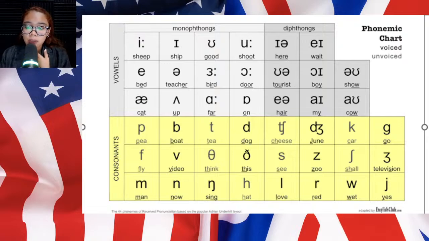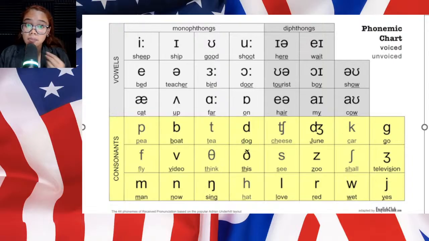For example, let's start with P and B. Let's see if it produces vibration or not. If it does, then that's voiced. If it does not, then that is unvoiced. Let's start with P. How do we pronounce this sound? One more time. Do you feel any vibrations in your throat? None, right? Meaning P is unvoiced because there are no vibrations at all when you pronounce the sound.